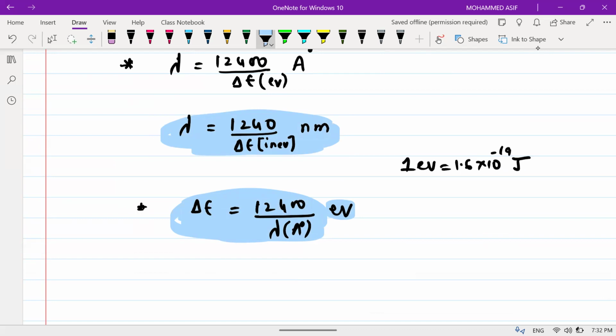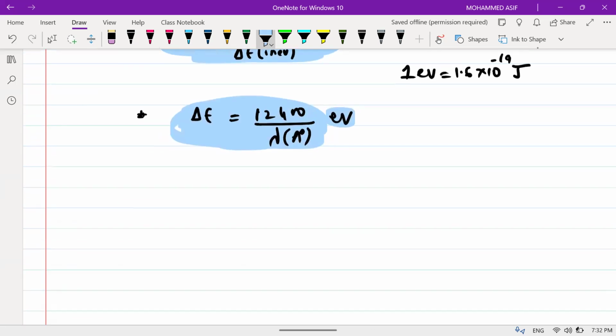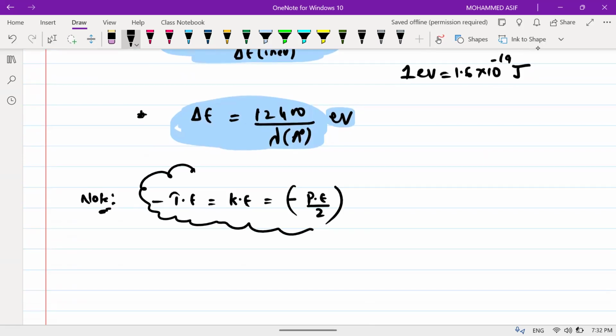Tell me the relation between the energies in this one. Keep a note and try to remember this relation also. Minus of the total energy will be equal to the kinetic energy, and this kinetic energy will be equal to minus of the potential energy divided by 2. He will be asking this relation: kinetic energy, potential energy and total energy relation.